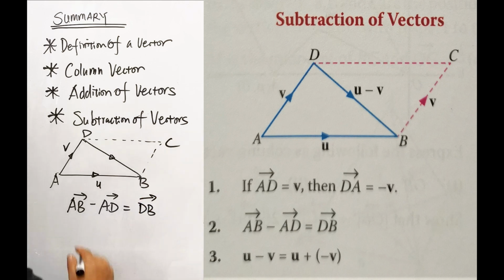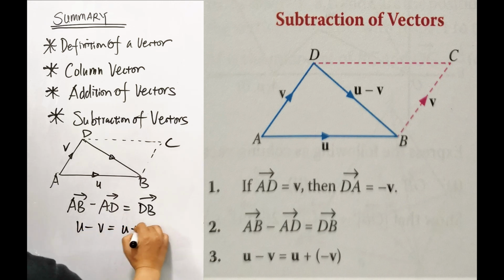So this is what we learned. And then we also can come up with U minus V equals U plus bracket minus V, the sign. Okay, this is how we learn the subtraction of vectors. Okay, let's continue.